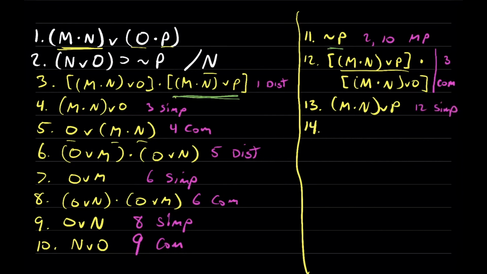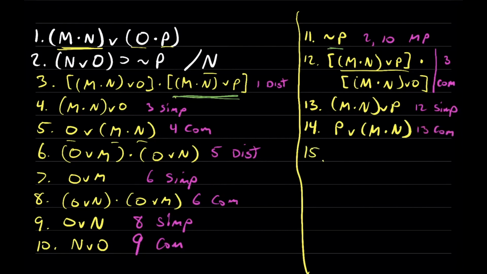Okay, we said we were doing that so we can do a disjunctive syllogism step with line 11, but in order to do that, we need P to be on the left side of this disjunction in line 13. So I'm going to use commutativity to rewrite this as P or M and N. That's going to follow from line 13 by commutativity, COM.